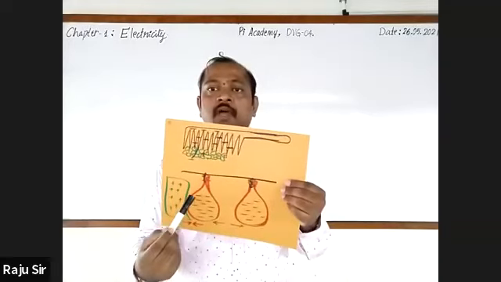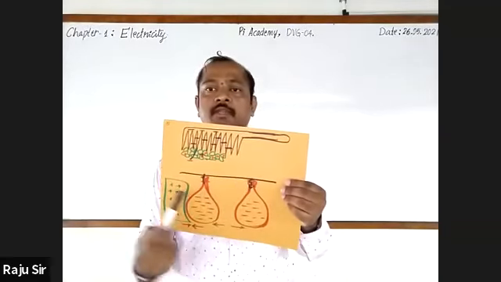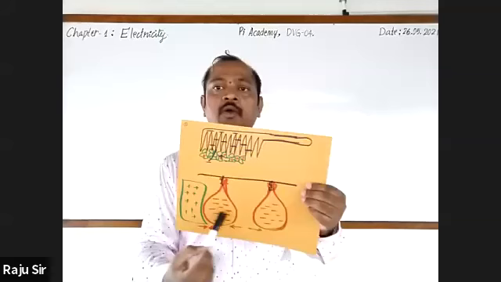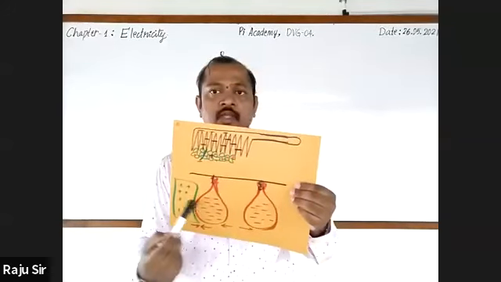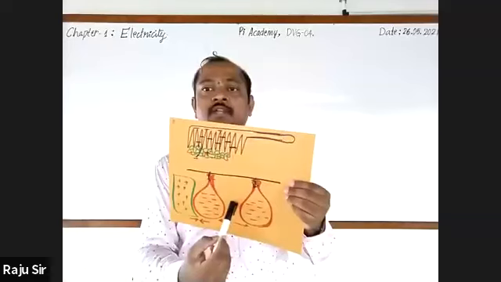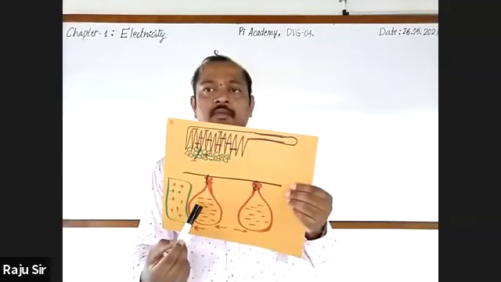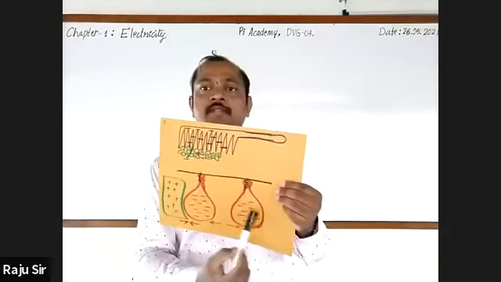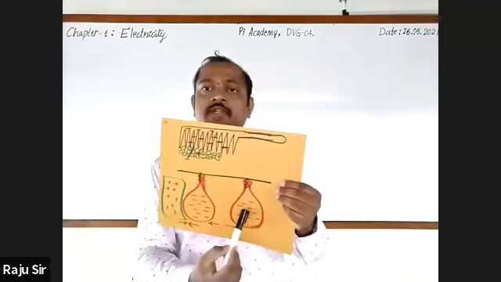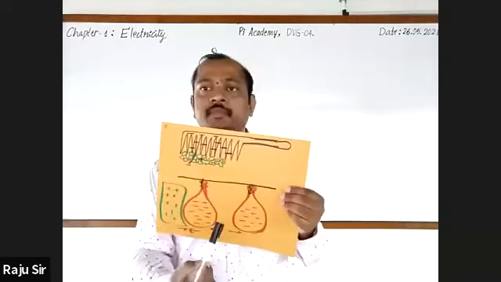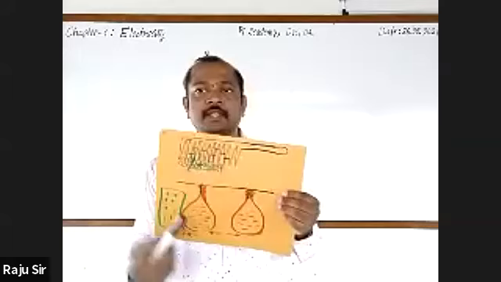Not only this, here we have inflated balloons. Two inflated balloons are there and we have a woolen cloth. When this balloon is rubbed with a woolen cloth, it gets charged, right? And when this charged balloon is brought close to another balloon which is uncharged, what will happen? They will attract. Right. Similarly, even if the second inflated balloon is rubbed with a woolen cloth, it will also get charged. When these two charged balloons are brought close to each other, what will happen? Repel each other. Of course, you are right.